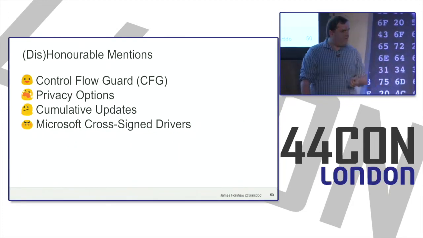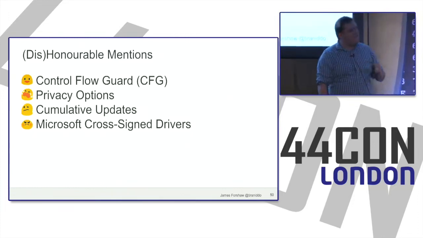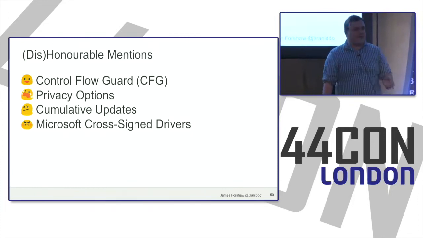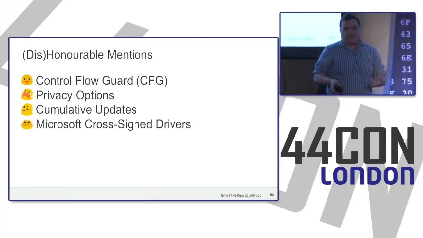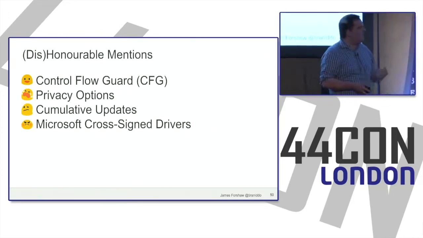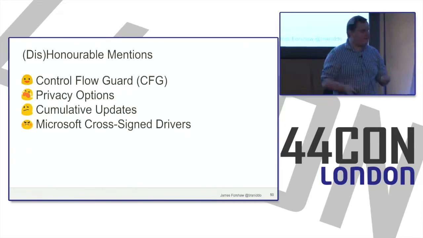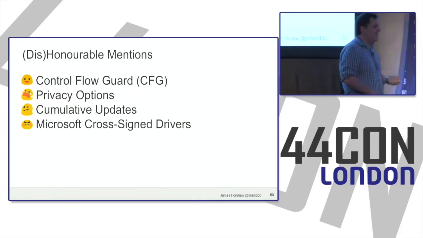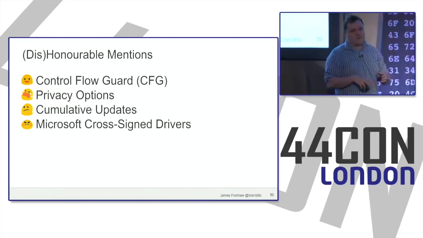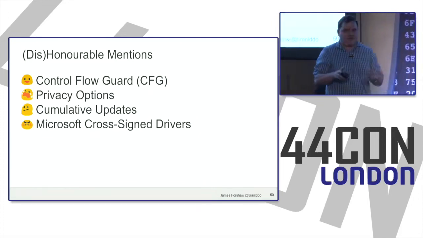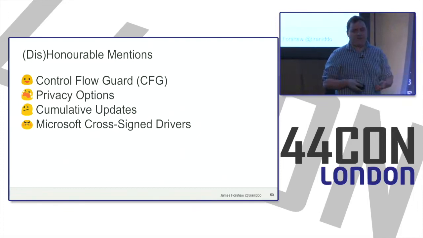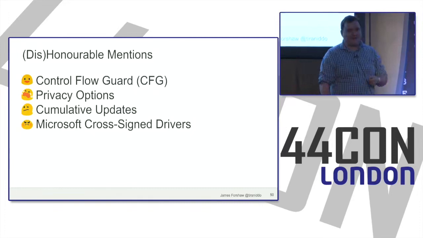So these are the last couple of slides. These are the bits of Windows 10 or the Windows ecosystem that I would have talked about, but didn't really have the time. So things like Control Flow Guard. Control Flow Guard is awesome when people aren't bypassing it, of course. And obviously it was in Windows 8.1, but Windows 10 is the first OS where a majority of people are probably going to see it. Privacy options, I don't think I even have to talk about that one really.